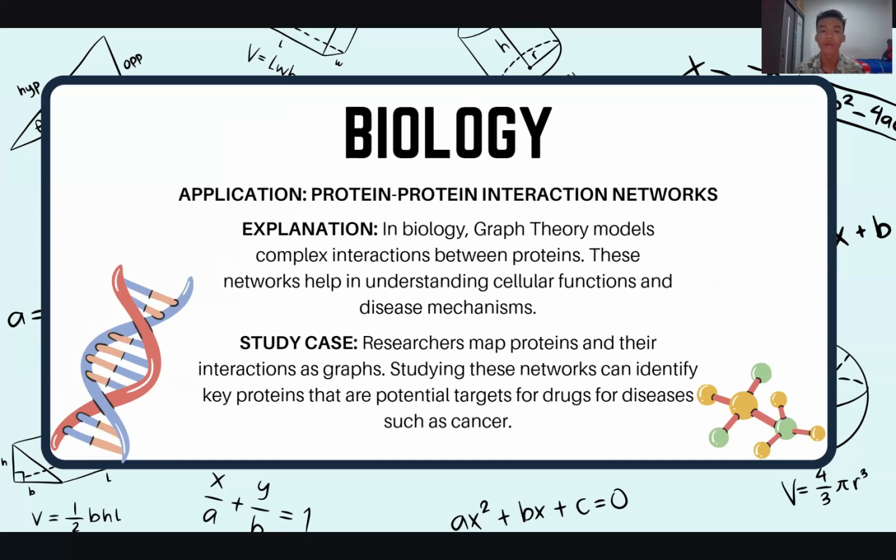The third example is biology. The application is protein-protein interaction networks. In biology, graph theory models complex interactions between proteins. These networks help in understanding cellular functions and disease mechanisms. The case study is researchers map proteins and their interactions as graphs. Studying these networks can identify key proteins that are potential targets for drugs or diseases such as cancer.